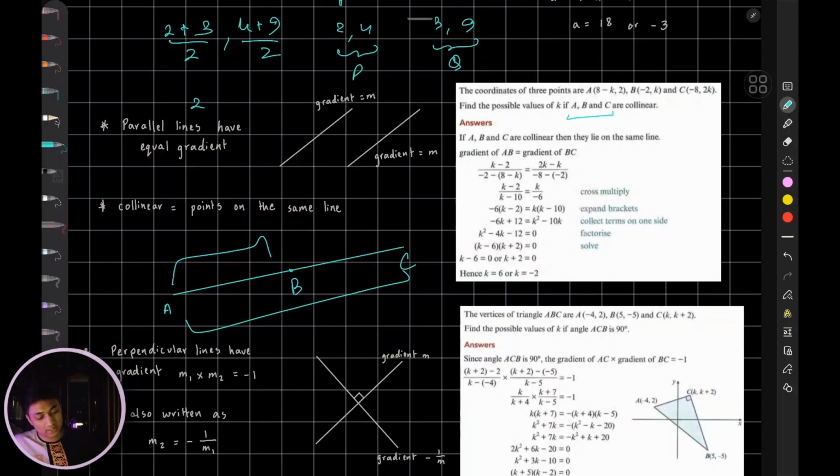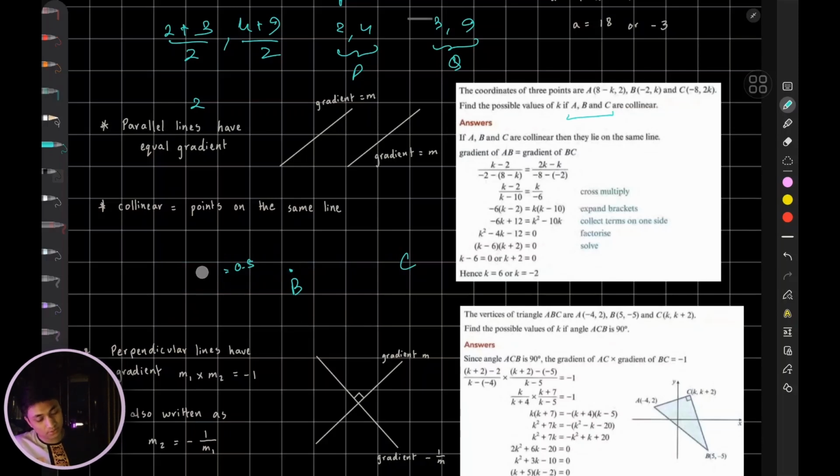Because the gradient between A and B should be, let's say, I'm taking an arbitrary value of m being 0.5. Right? So if the gradient between AB is 0.5, the gradient between AC is also supposed to be 0.5 because it is the same exact line, right?